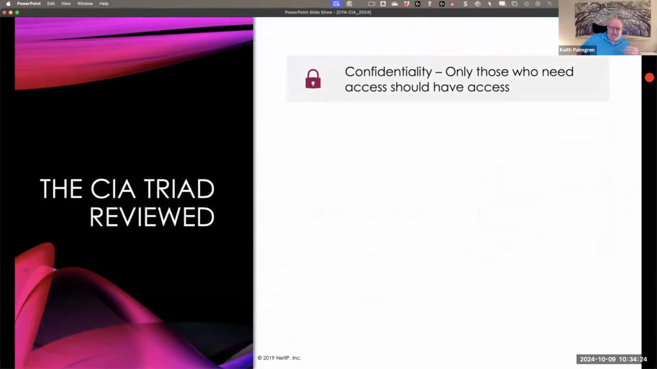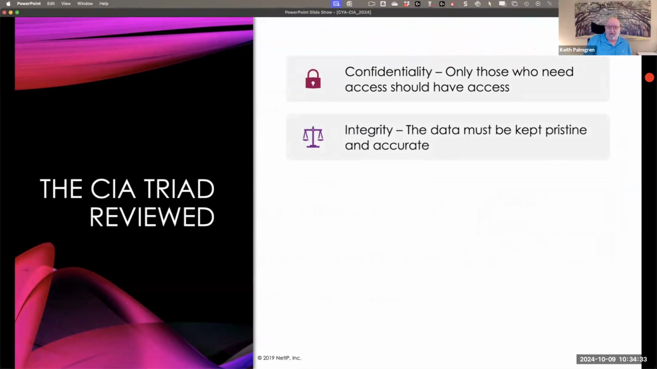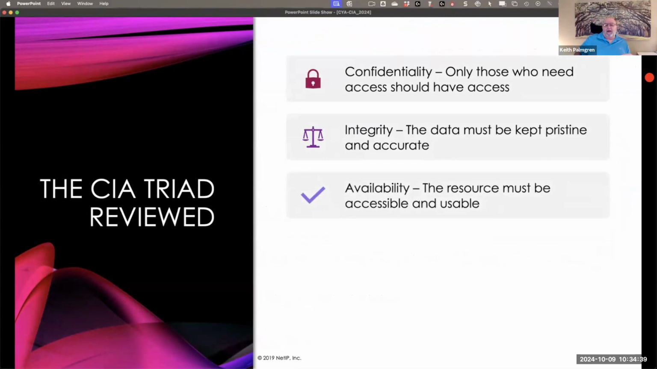The quick review here: the CIA triad. Confidentiality: only those who need access to information should have access to that information. Integrity: making sure the data is kept in a pristine and accurate fashion. And of course, availability: if the resource has to be available to us, and we can't get to it and use it, it's not doing us very much good. Those are the basic three tenets of CIA.